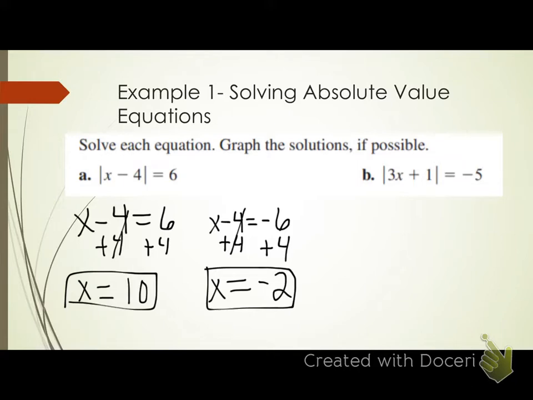Let's plug them in. I'm not going to plug them in on the screen. I'm going to plug them in and just talk you through them and see if we get a true statement. Plugging 10 in, what's 10 minus 4? 6. What's the absolute value of 6? 6. Does 6 equal 6? Yes. This one checks out. Plug negative 2 in. What's negative 2 minus 4? Negative 6. What's the absolute value of negative 6? 6. Does 6 equal 6? Yes, so they both check out. I found the two values of x that make my equation true. Is there any question how we got there?